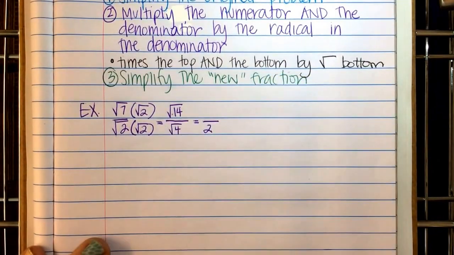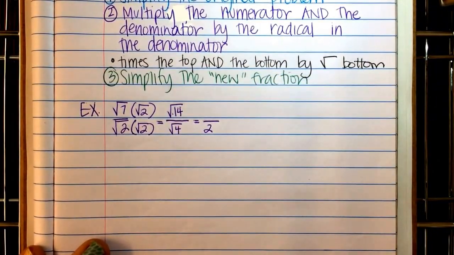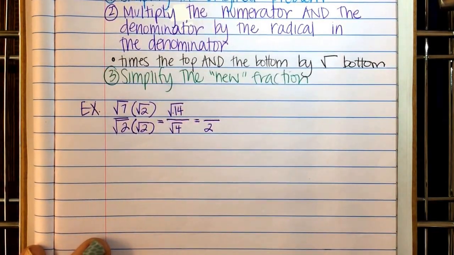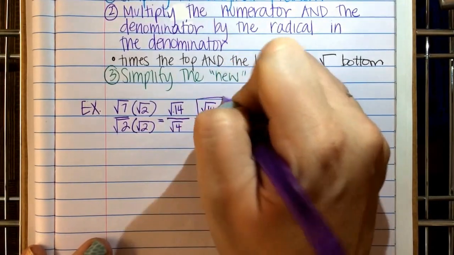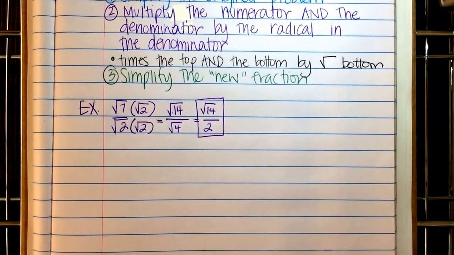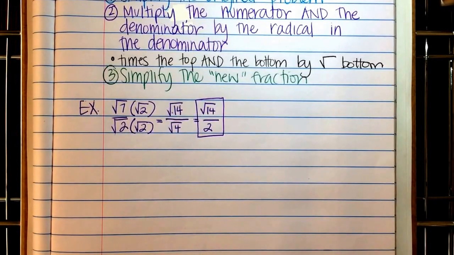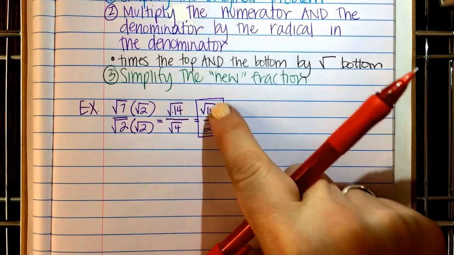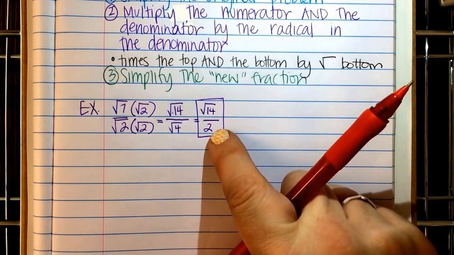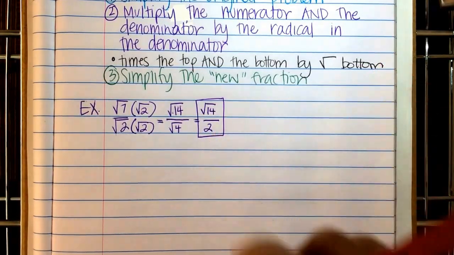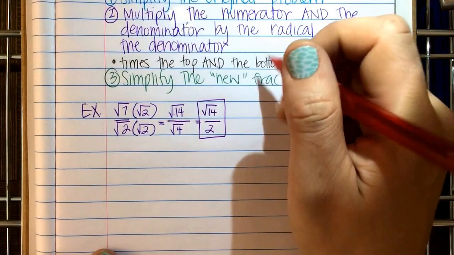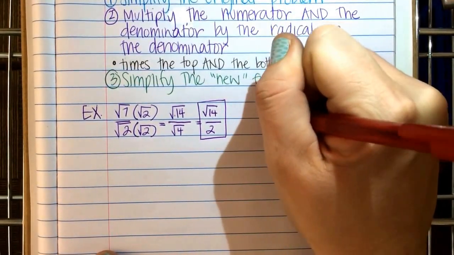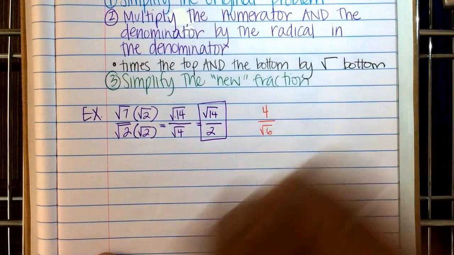Can you simplify radical 14? What times what is 14? 7 and 2. And 7 and 2, those don't simplify, right? So there's my answer. And you're done. No, because this is a radical and this is a non-radical. So they do not simplify together. Let's try another one. Let's do 4 divided by radical 6.